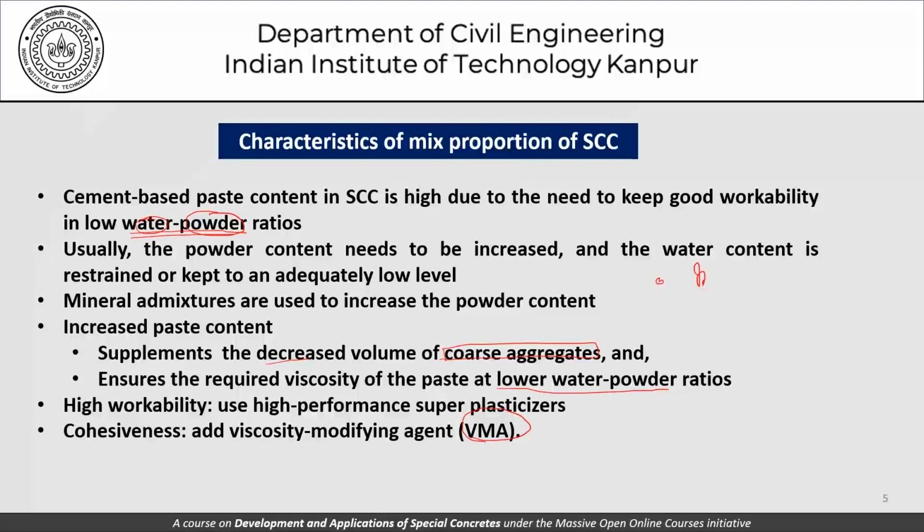One is increased powder content and the other is using cohesive mixes or a cohesive modifier, that is your viscosity modifiers. So these are the two routes that we can take, a combination of these two things that we do to normal concretes to get self-compacting concrete.